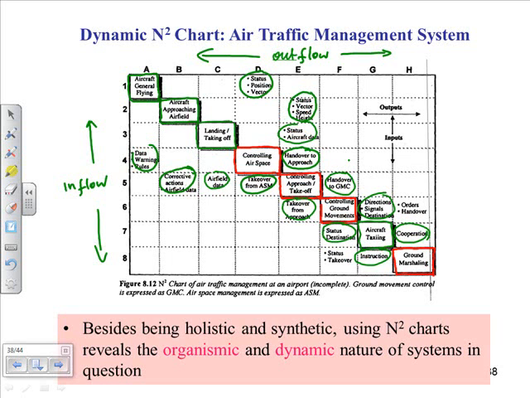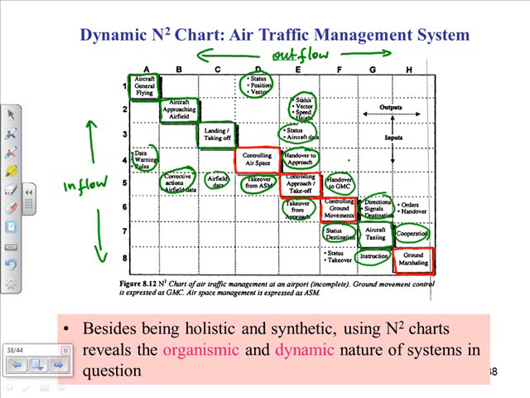And so we can actually build a simulation of this system of systems, given this n-squared chart, if we understand what functions each of these entities are going to perform, and so on. Okay? And that's just the nature of n-squared charts.